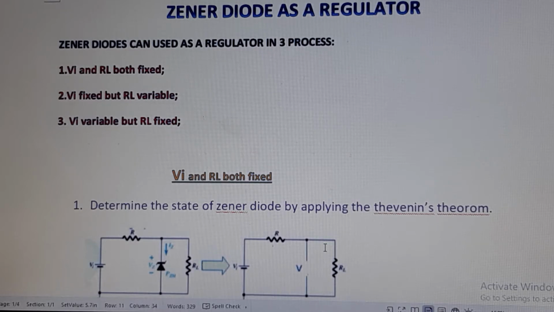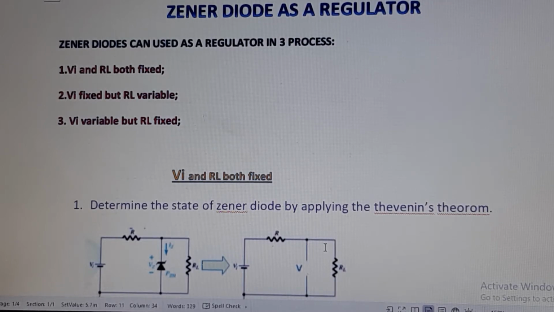Before using the Zener diode as a regulator, we have to know whether the Zener diode is on or off. For this we need to use Thevenin's theorem. We have to determine whether the Zener diode is on or off.